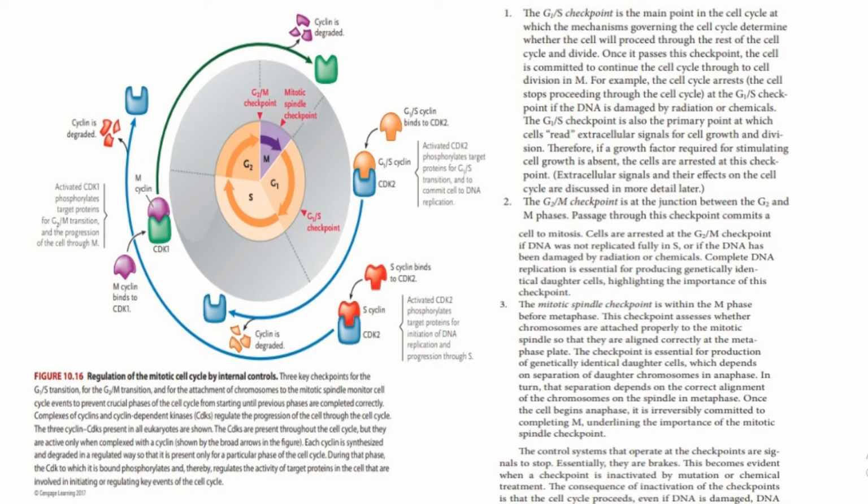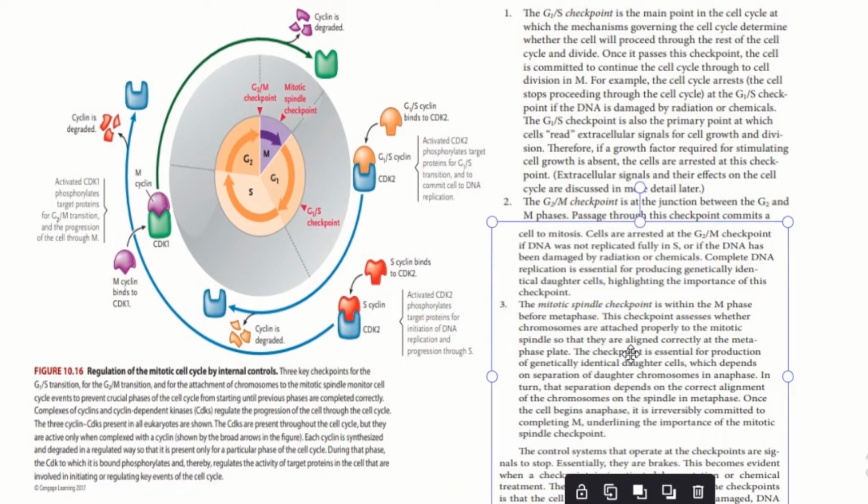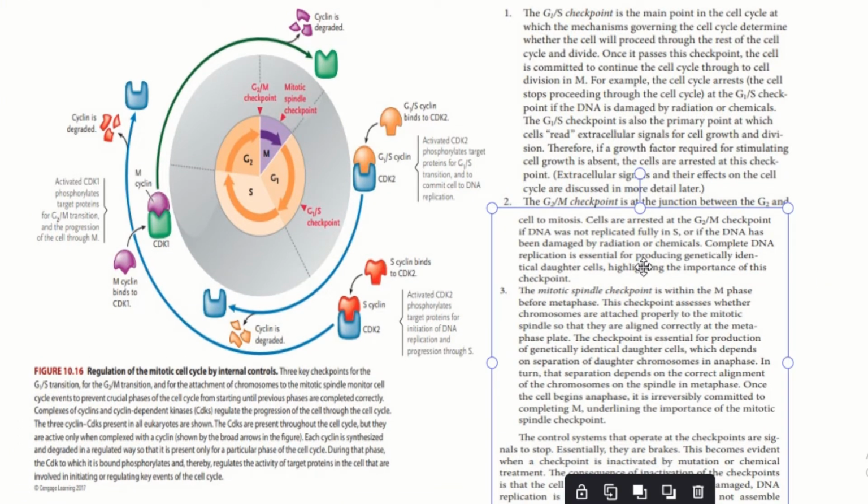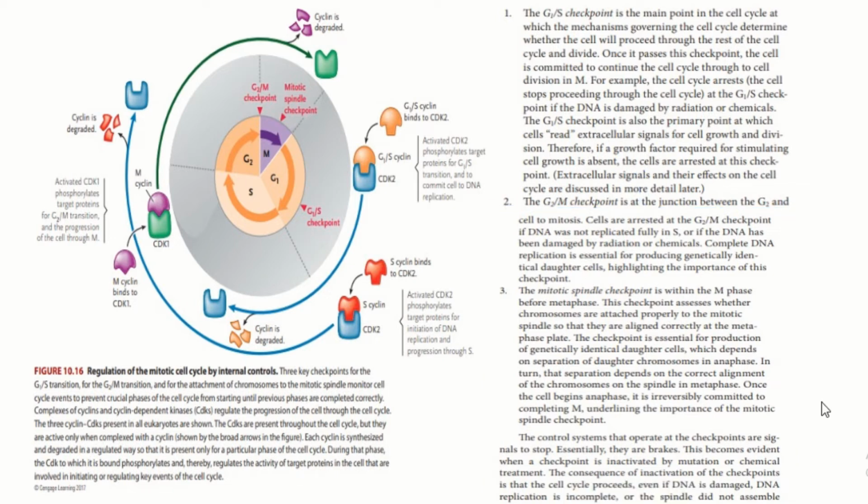Second is the G2 or M checkpoint. The M checkpoint is at the junction between the G2 and M phase. Passage through this checkpoint commits a cell to mitosis. Cells are arrested at the M checkpoint if DNA was not replicated fully in S, or if the DNA has been damaged by radiation or chemicals. The complete DNA replication is essential for producing genetically identical daughter cells, highlighting the importance of this checkpoint.